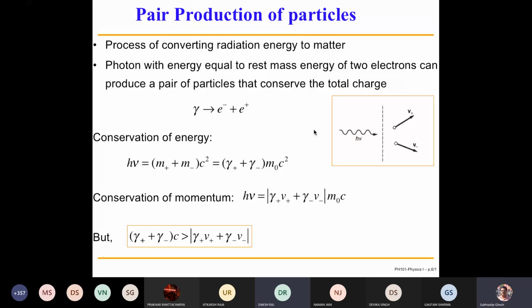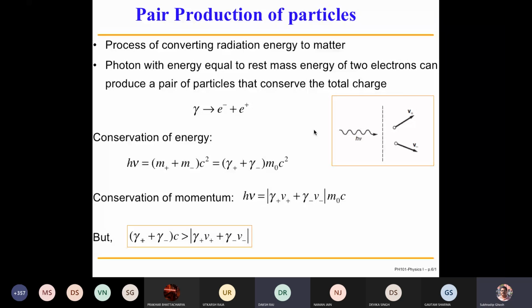Now that is not possible. It cannot create one electron, even if it gives the entire energy, because an electron is electrically charged, and electric charge is conserved in all physical processes. So from one photon to one electron, that process is forbidden because electric charge is not conserved.